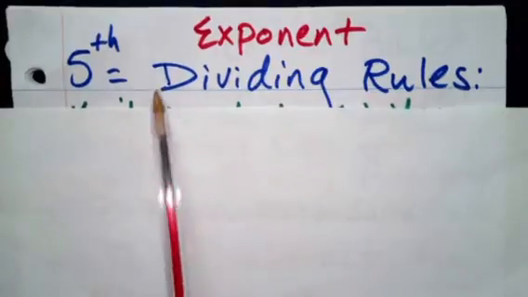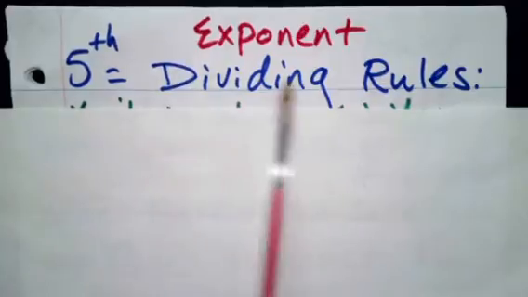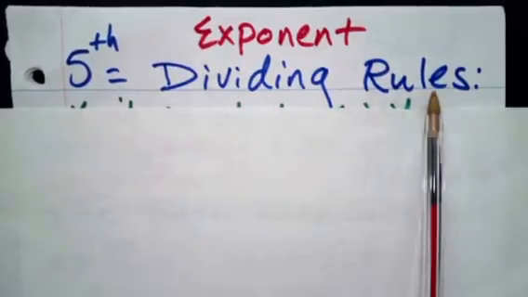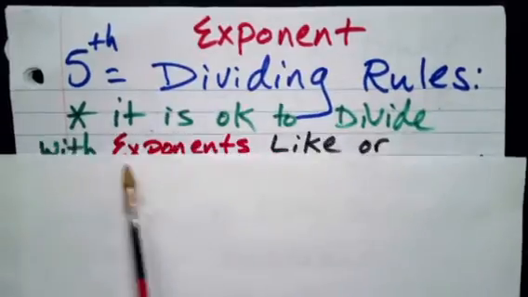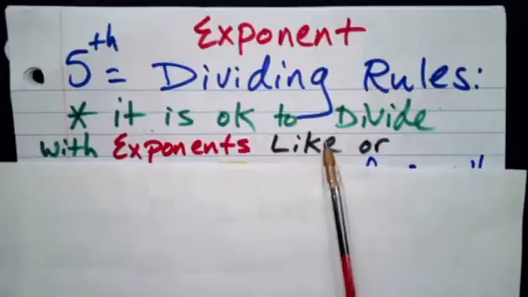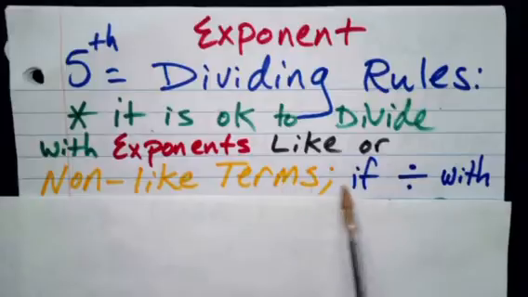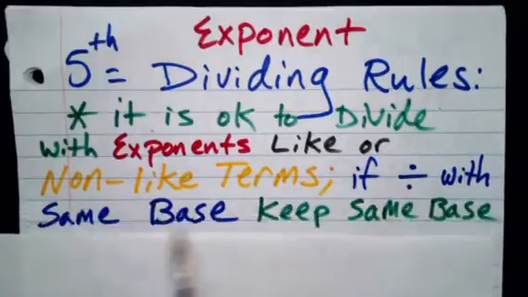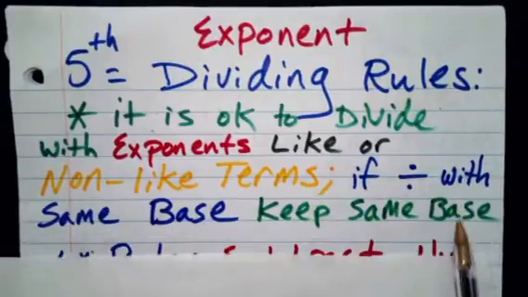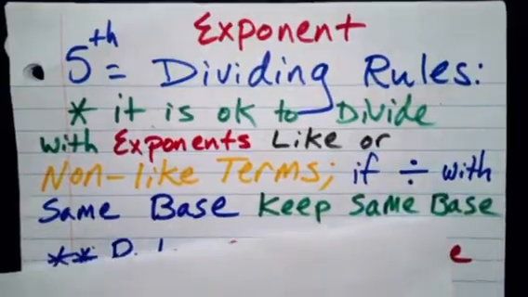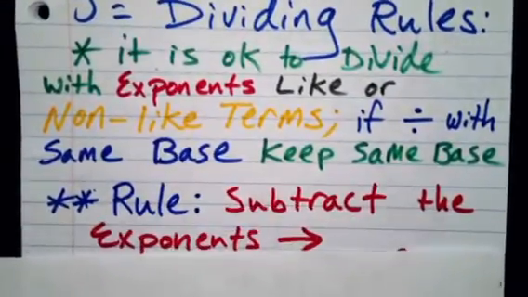So here I'd like to go over one of the five rules, and that is for exponents, the dividing rules. Okay, let's go over the dividing rules. It is okay to divide with exponents, like terms or non-like terms. Either way, it's okay. If you divide with the same bases, please keep the same base. Okay? Let's go ahead and take the rule. The rule is when you divide with exponents, you subtract the exponents.